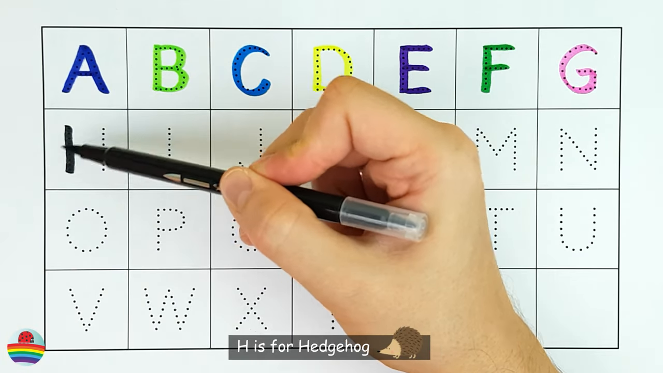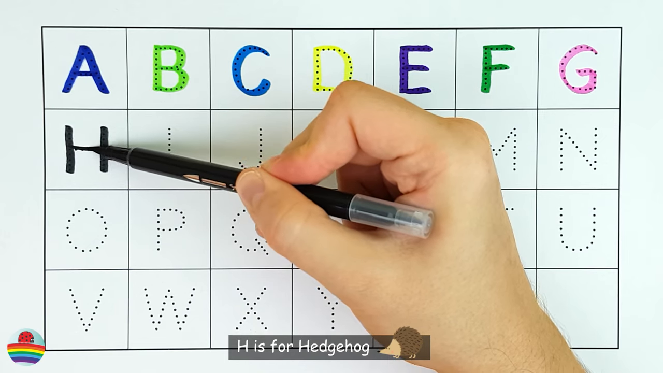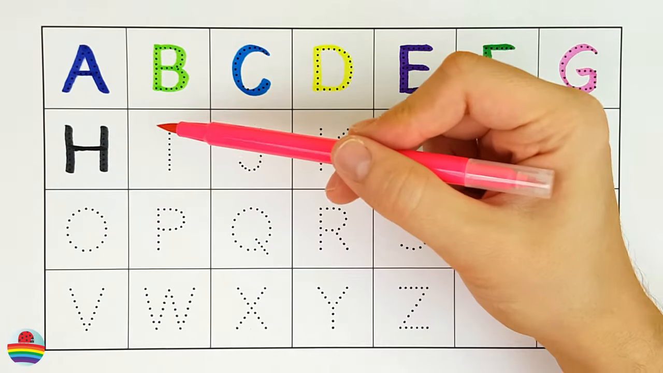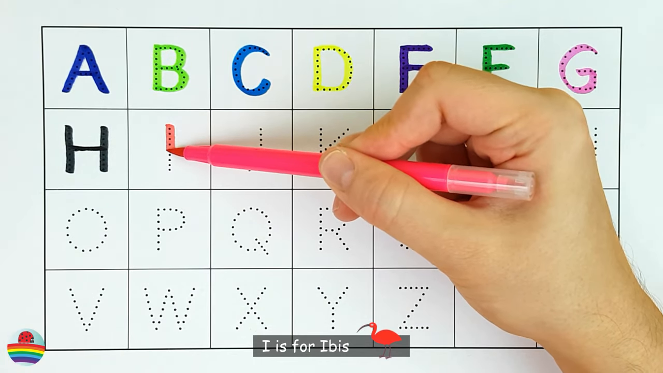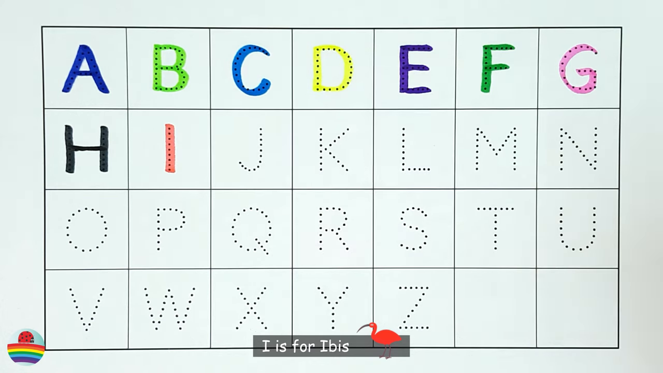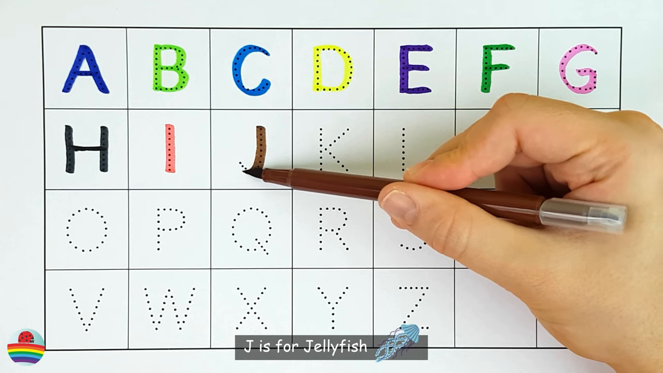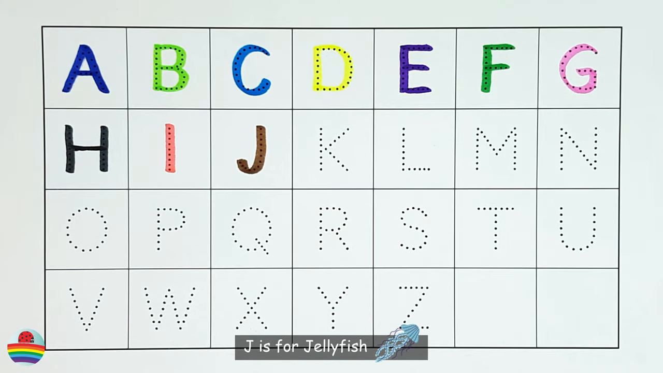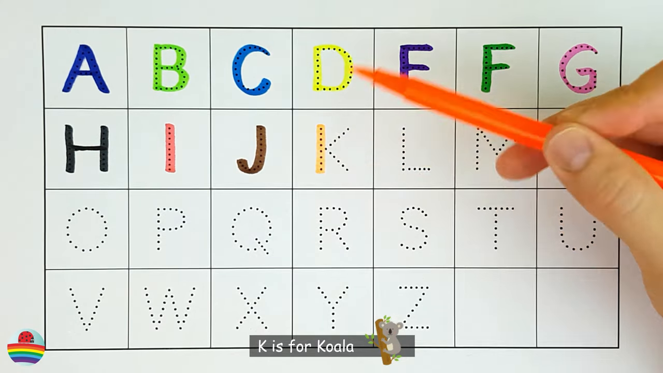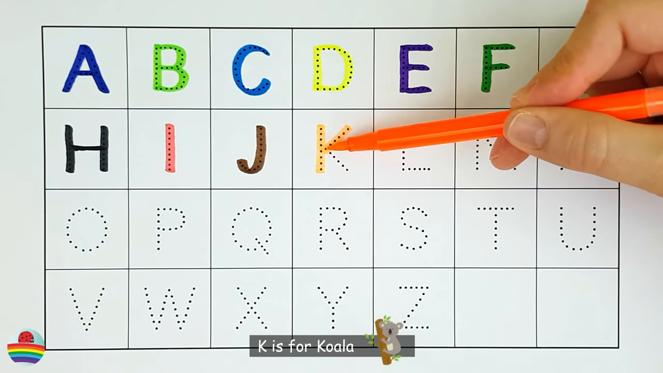H is for hedgehog. I is for ibis. J is for jellyfish. K is for koala.